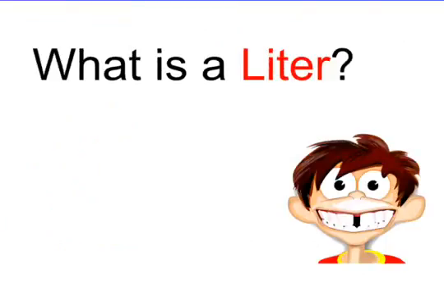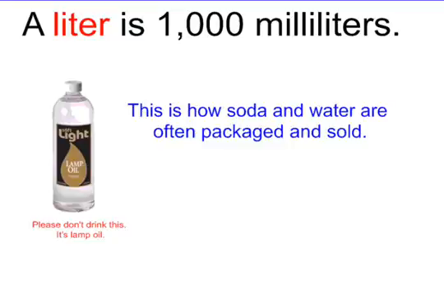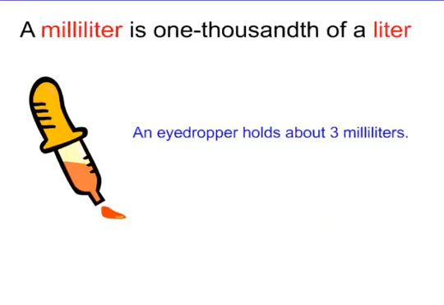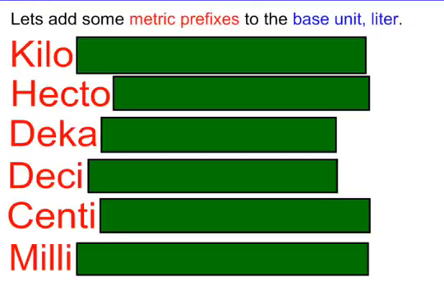So what is a liter? Well, when you're at the store and you've seen various beverages on the shelves, generally they come in liter bottles. And liters are used for capacity. Milliliters, which are 1,000th of a liter, you can think of an eyedropper. And depending on the size of the eyedropper, it can hold anywhere from 1 to maybe 10 milliliters.